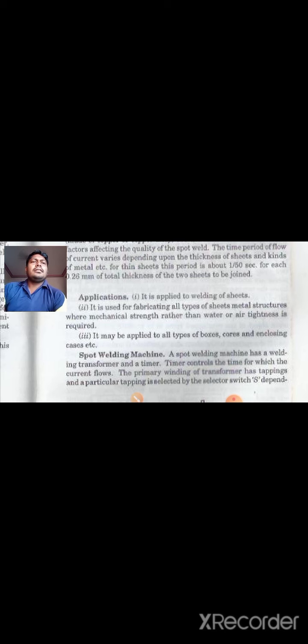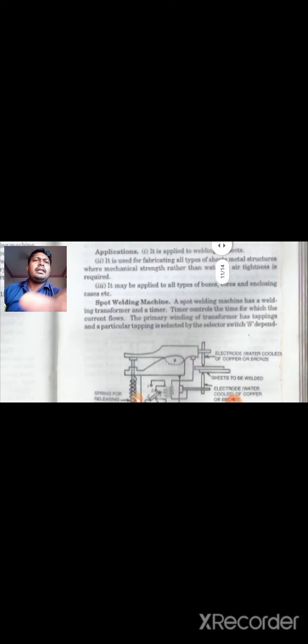Spot welding machine has a welding transformer and a timer. So it is having a welding transformer, which is essential, and is also equipped with a timer. This timer sets the time for which the current flows. The primary winding of the transformer has tapping, and a particular tapping is selected. So in a spot welding machine, there is a transformer along with a timer. In this kind of welding machine, the timer controls the time for which the current will flow.